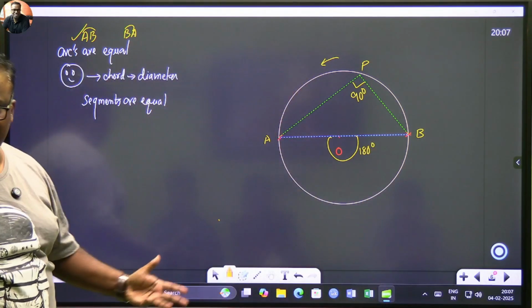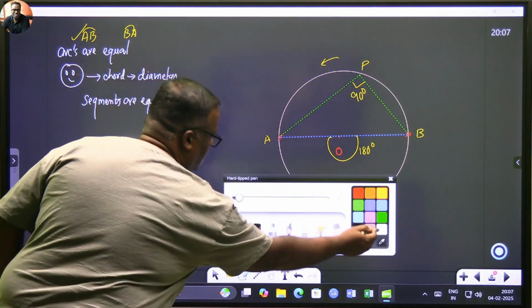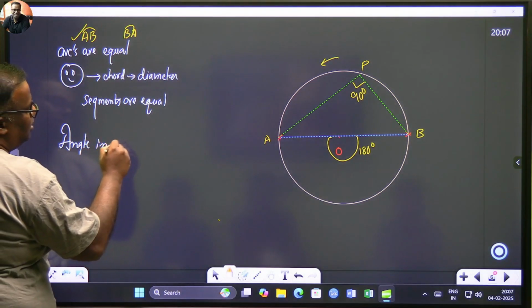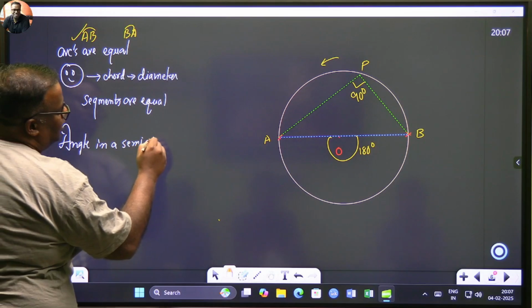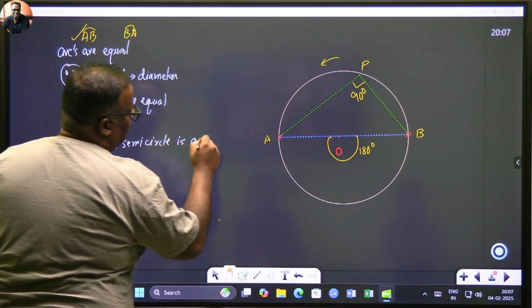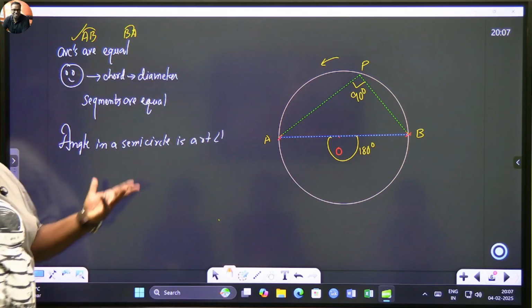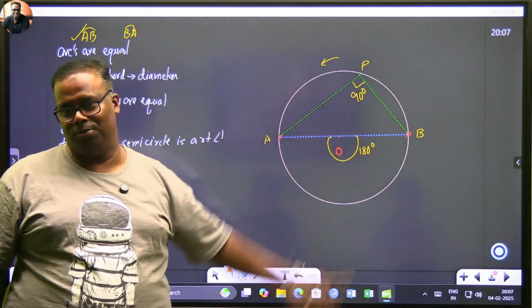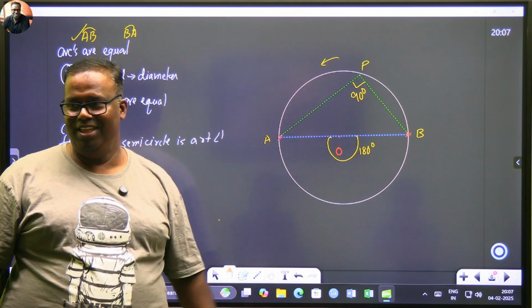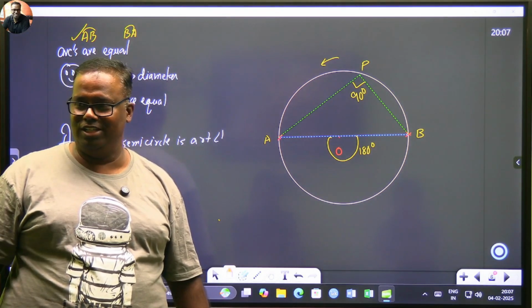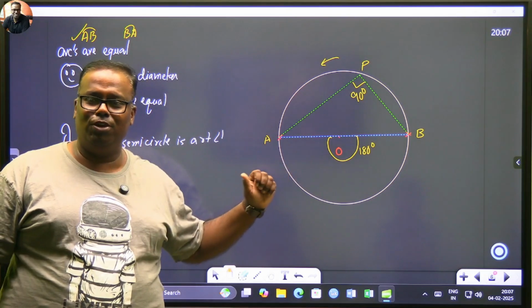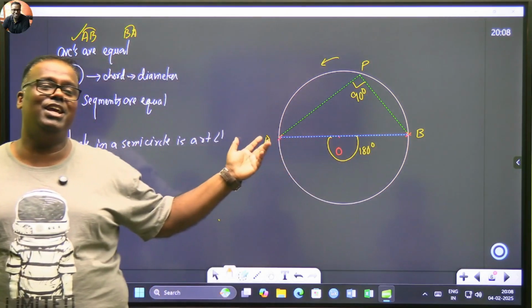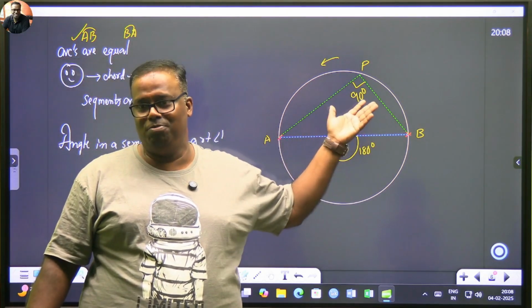This is a very generic case, which gives my next theorem, which says angle in a semicircle is a right angle. This is the exclusive finding of that case. Angle in a semicircle, Samosa theorem, triangle. Angle in a semicircle is always a right angle. Sir, where did it get born from? Same formula. That the angle subtended by an arc at the center is twice the angle subtended by it at any point on the remaining part of the circle.